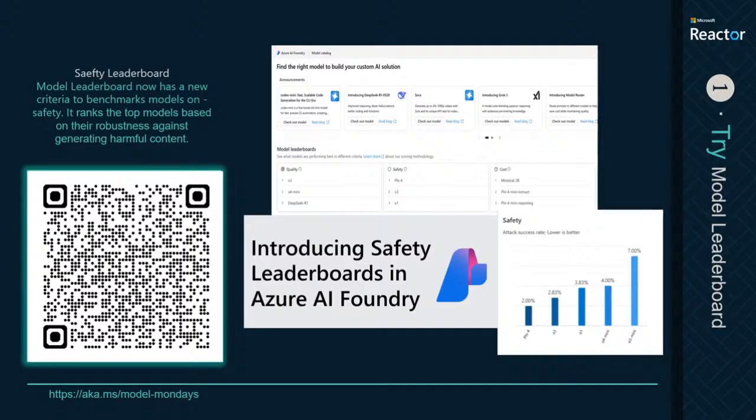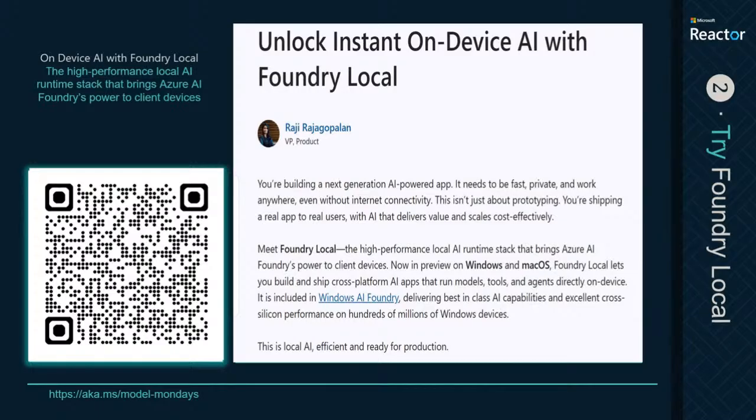This new addition to the leaderboard lets you evaluate and compare models based on safety benchmarks like jailbreak resistance and prompt injection resilience. You can now make informed decisions, not just on performance and cost, but also on trustworthiness before they bite you in prod. So it's a great step if you're shipping anything that's customer facing in production, or if you're shipping things in regulated industries or domains.